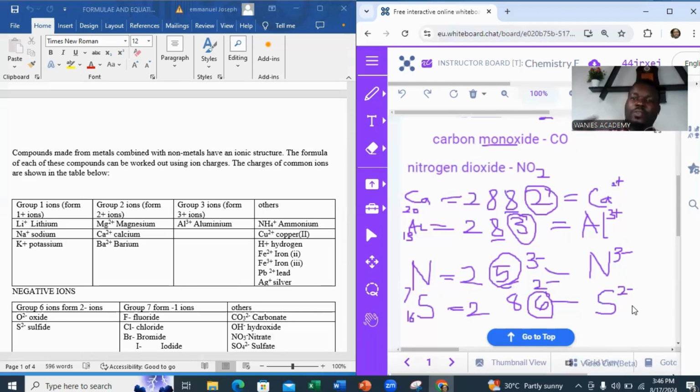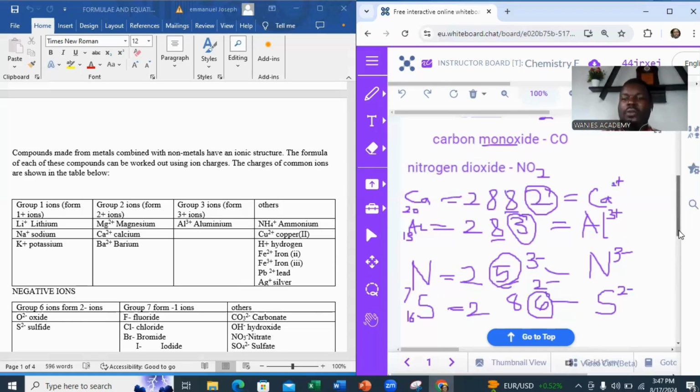If the element is in group 1, of course, the charge will be +1, group 2, +2, group 3, +3. But if the element is now in group 5, that's after your group 4, you need 3 to make 8, so it's -3. Group 6, you need 2 to make it 8, so the charge will be 2 minus. And then group 7 will be what? -1 or 1 minus, because you need just 1 to make 8. So with the use of a periodic table, you don't have a problem at all. It makes you work very, very fast and smart.